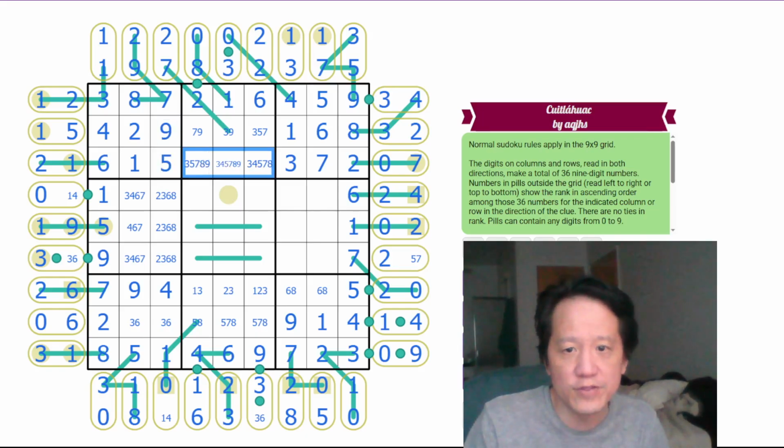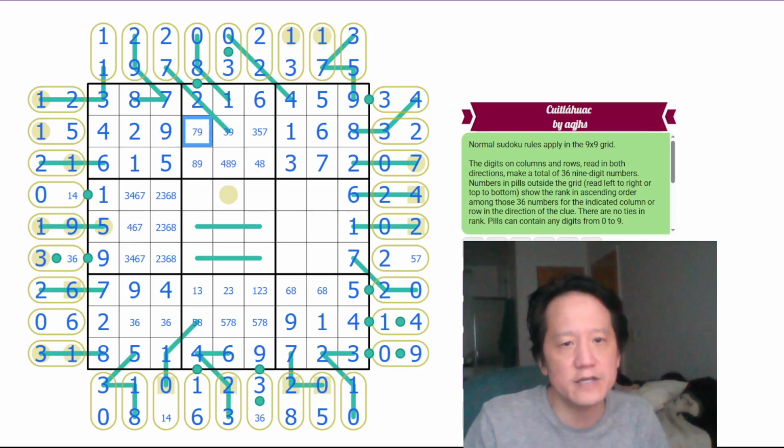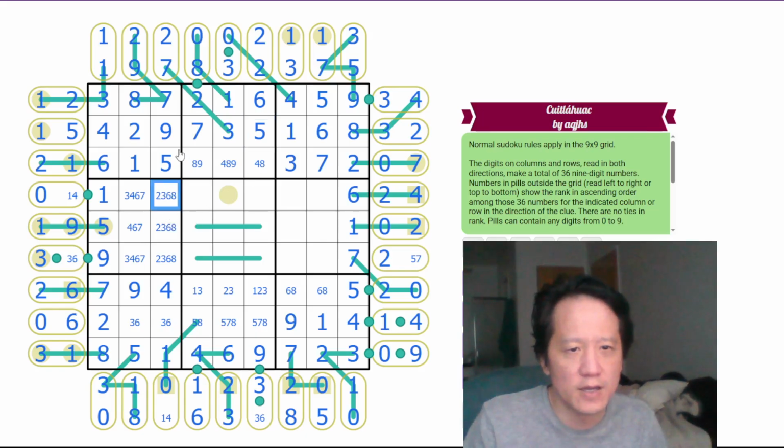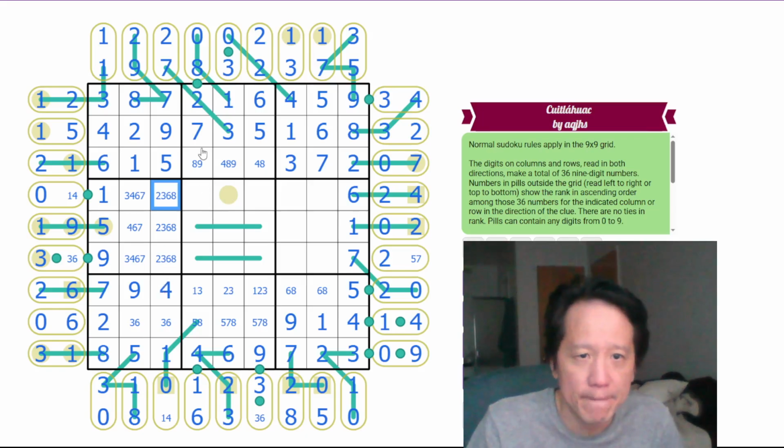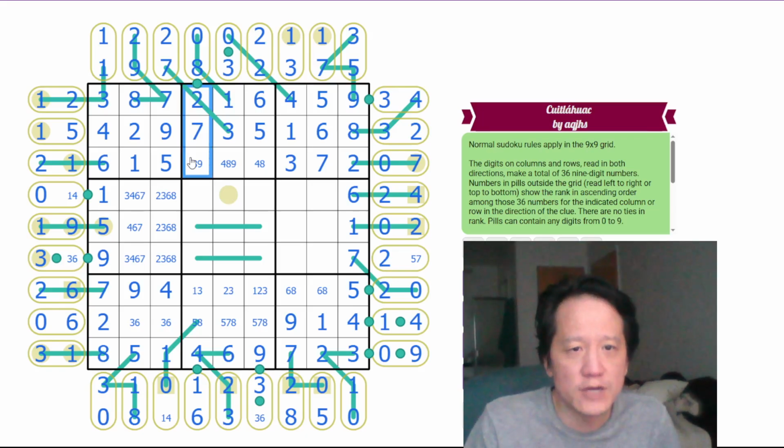So 5 and 3 and 7 cannot be here. 9 eliminates 9 here, so that's 7. And it eliminates 9 here, so that's 3. This can't be 3 or 7, so this is 5. And now we should just be able to figure it out just by ranks, right? This is 2, 7 with 8 or 9. And it's the largest 2.